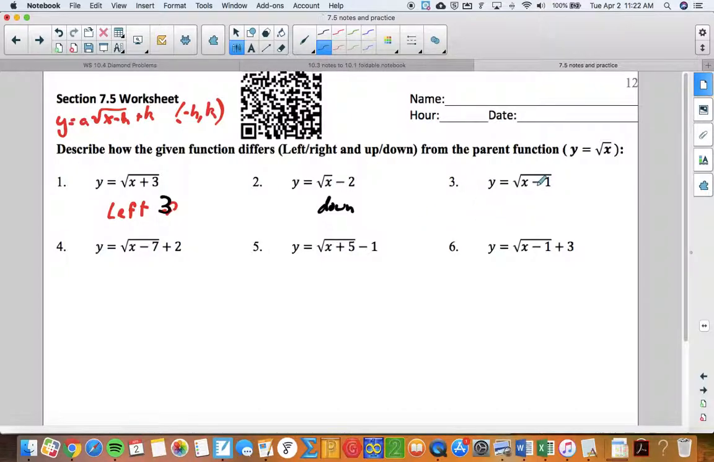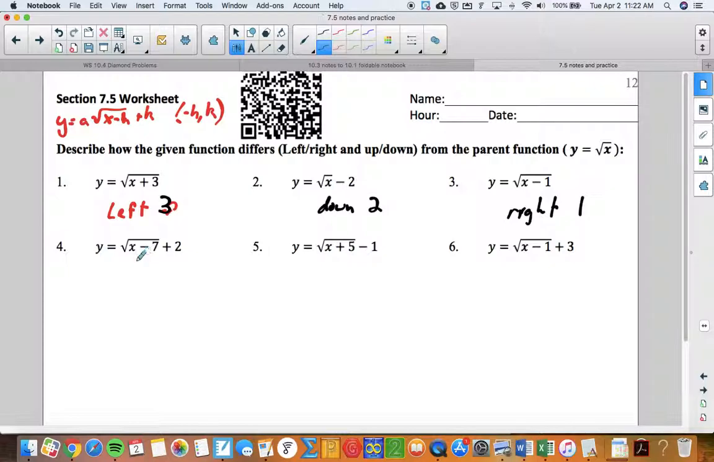This is in the square root sign, so it's going to shift it left or right. But when it's in the square root sign, it's the opposite direction from what you'd see. So on the x-axis, we're actually going to go positive 1, which is right 1.